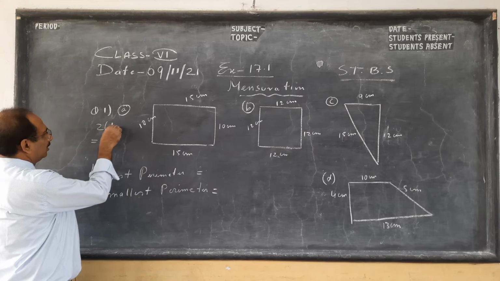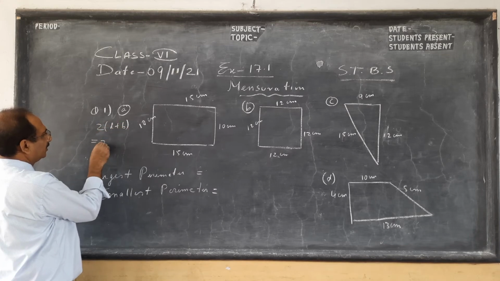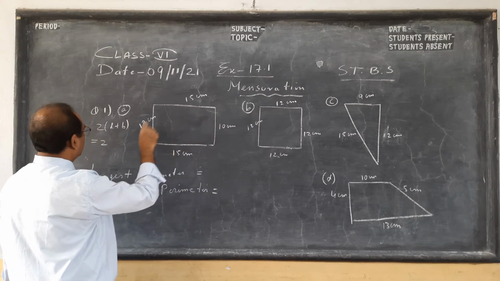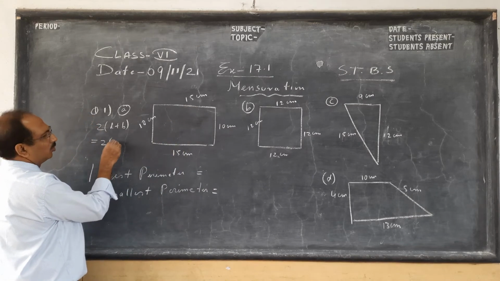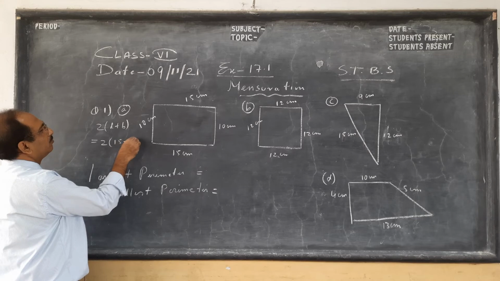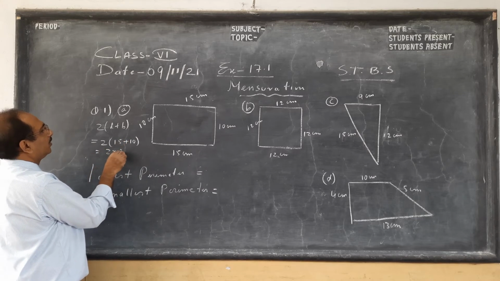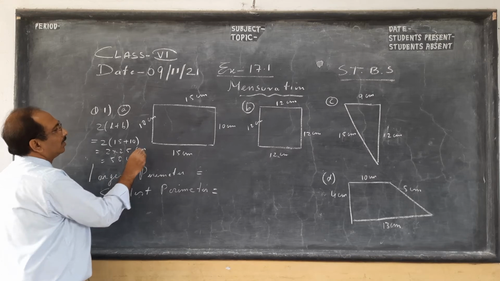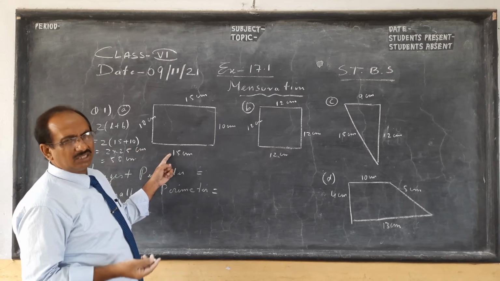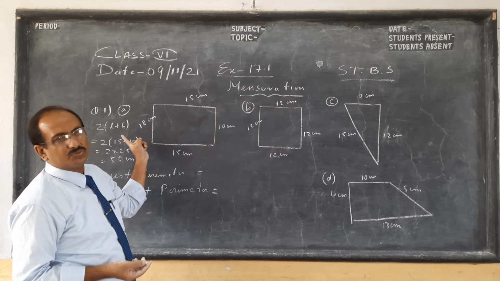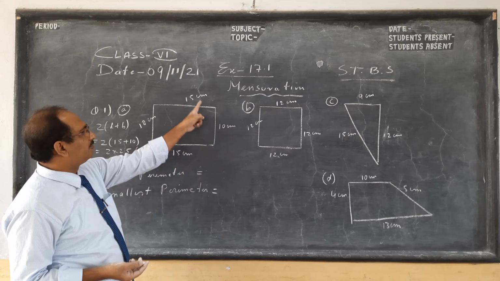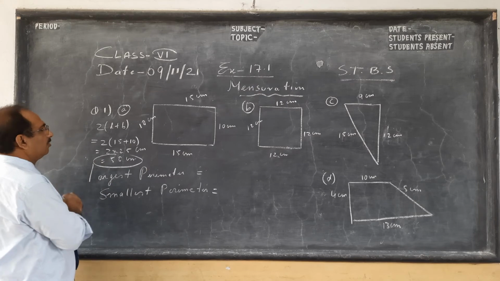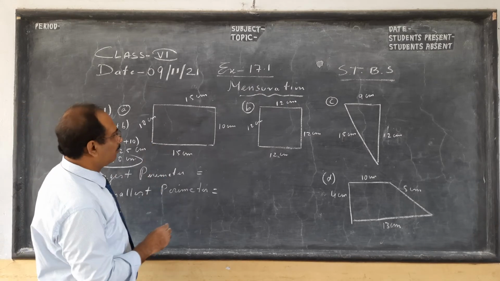So perimeter is 2 times L plus B. You can do directly in the first exercise by adding. You can directly add or you can use the formula. Length is 15, breadth is 10, so you'll get 2 into 25, 50 centimeter. Okay. So like that you can add, children, in this exercise. In the next exercise we use the formula. 15, 10, 25 plus 15, 40 plus 10, 50. So this is the perimeter of the first figure A.